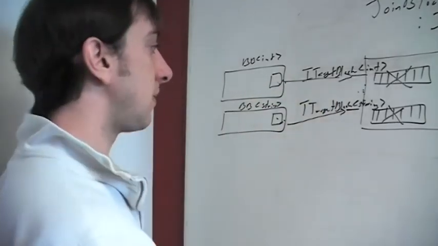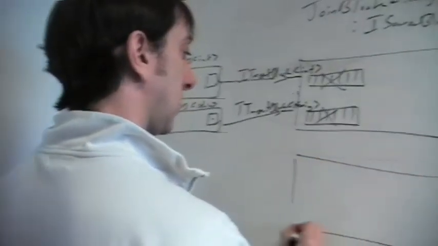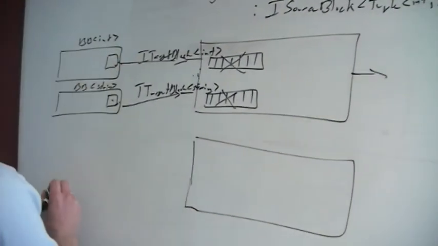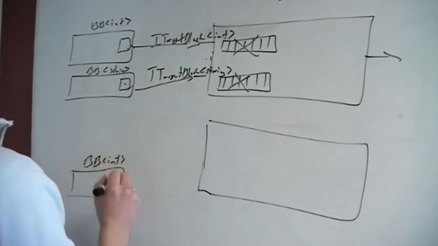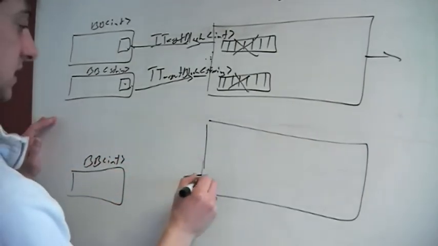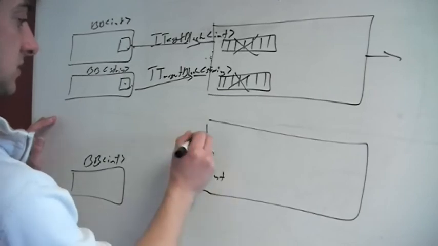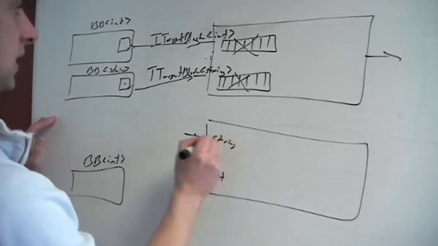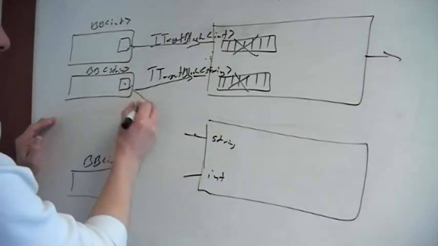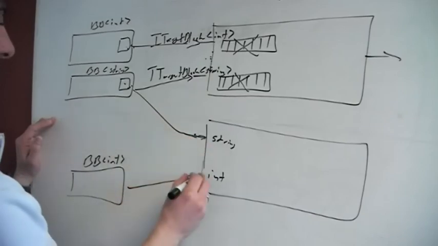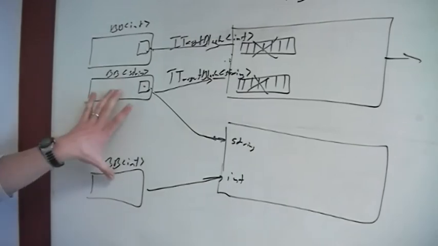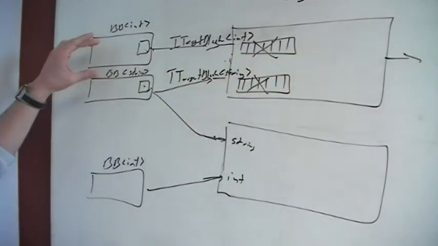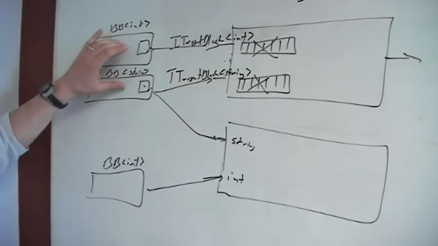However, imagine you had another join block. Let's say you had three blocks: two buffer blocks of int and one buffer block of string. This guy took in integers and strings. This guy took in strings and integers, and this guy is linked up in both places, right? So now this join block is able to make forward progress if there's data here and here. This join block is able to make forward progress if there's data here and here.